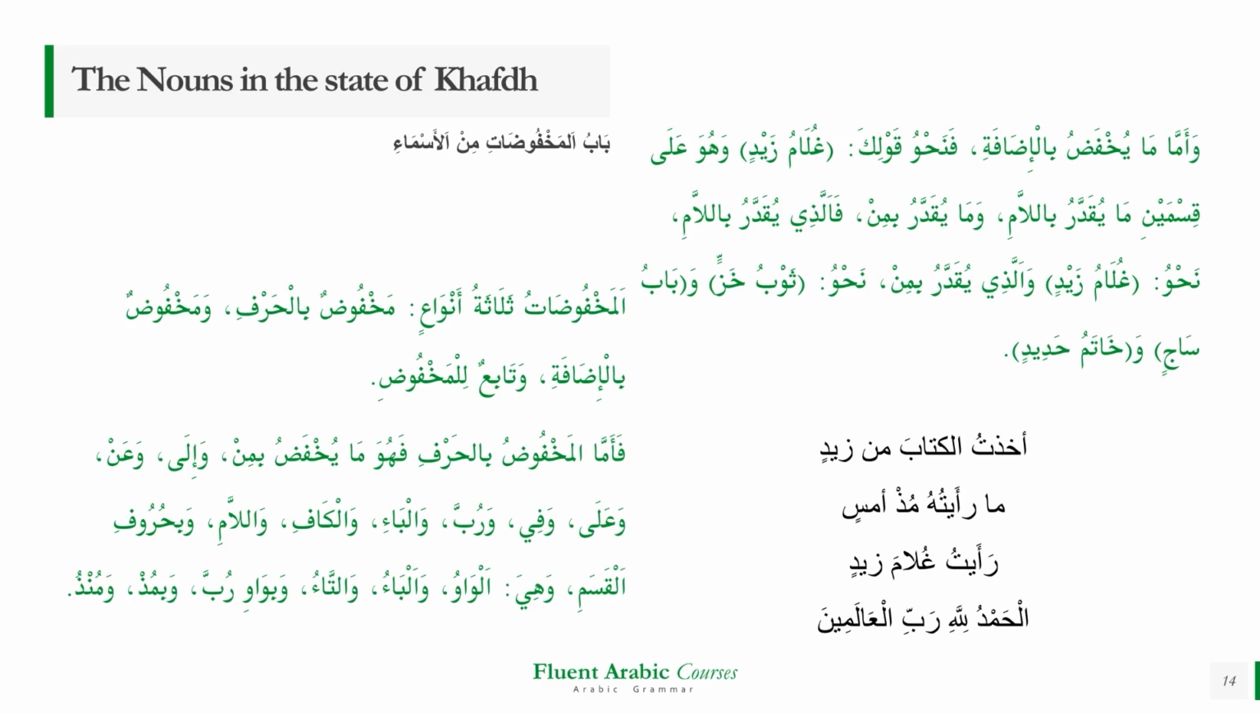The final part of the Ajrumiyyah is the nouns in the state of khafdh. Al-makhfudhatu thalathatu anwa'. The makhfudhat are three types: makhfudun bil-harfi, wa makhfudun bil-idafa, wa tabi'un lil-makhfudh. There are three situations in which the noun takes the state of khafdh.